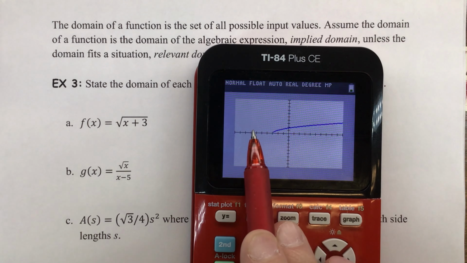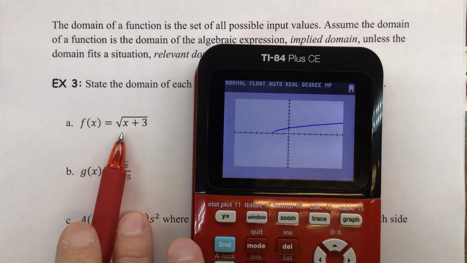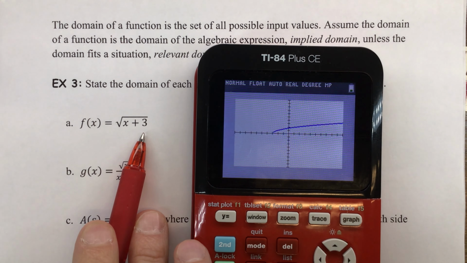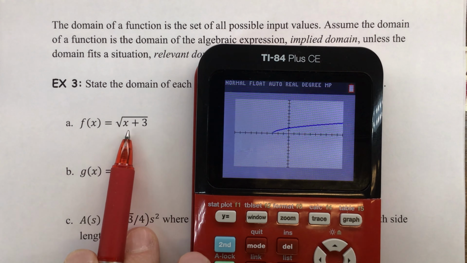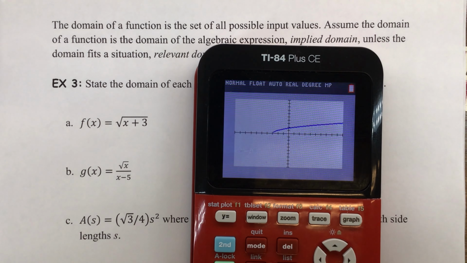if I go to the left of -3, such as -4, if I were to plug in a -4, I get -4 plus 3, which is -1, and you can't take the square root of -1. You get an imaginary number. Okay, so values out here don't exist as part of the domain. What happens at -3? If you put -3 in, you get a 0, and that's okay. You can take the square root of 0. It just happens to be 0.